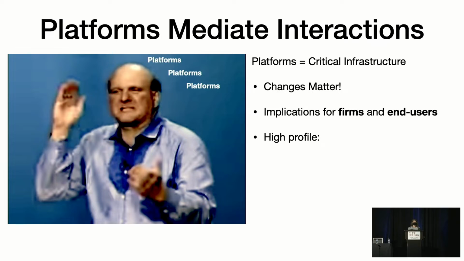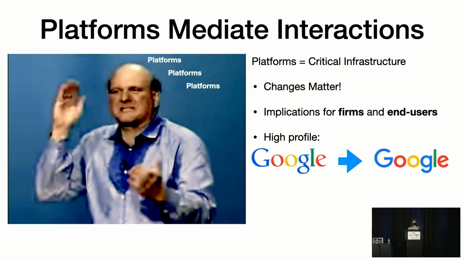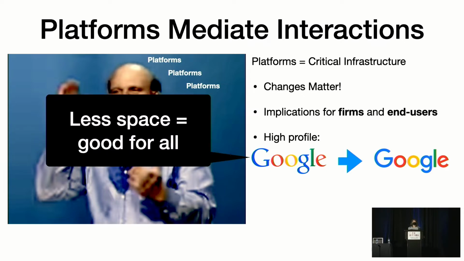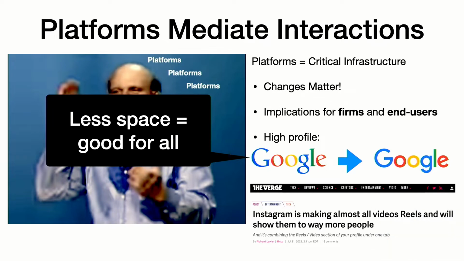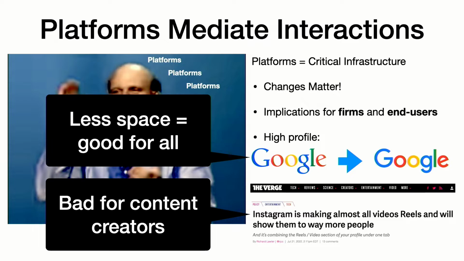So I'll give a couple of high-profile examples. A couple years ago, Google changed their logo to save space. And so less space is great for everyone. More recently, Instagram changed their content serving algorithm to favor more video content. And this meant that artists that use Instagram to contact their audiences had to change their business model overnight. And so this was not great for content creators.